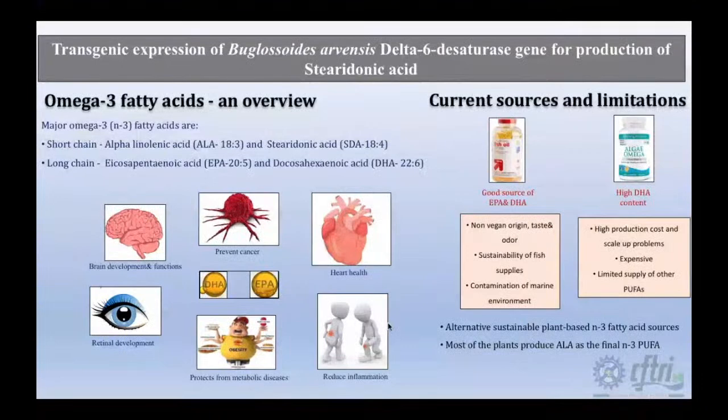Good afternoon. I'll be presenting our research findings on transgenic expression of Buglossoides arvensis delta 6 desaturase gene for production of stearidonic acid. Omega 3 fatty acids are polyunsaturated fatty acids, which are of two types, short chain and long chain. The short chain includes alpha linolenic acid and stearidonic acid, and the long chain includes eicosapentaenoic acid and DHA.